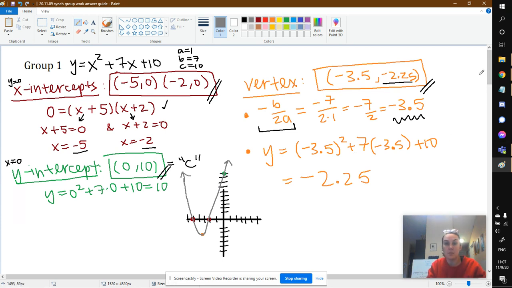And this is how we're going to start graphing parabolas. We're going to find these 4 points, we're going to put them on our graph, and we're going to connect the dots so it looks like this U parabola shape.